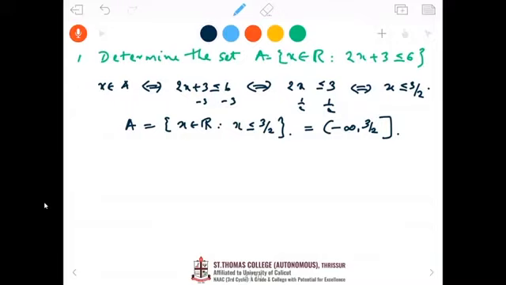Now the second problem. Determine the set, I will call this B, the set of all x in R where x square plus x is greater than 2.